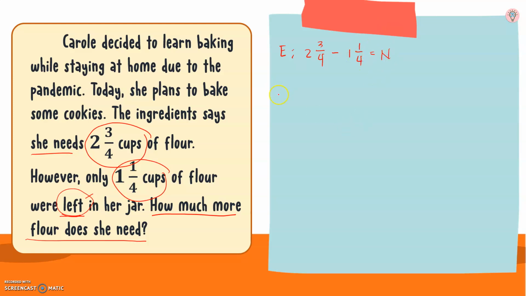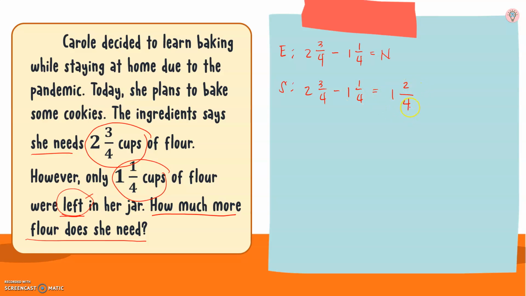So for our solution, since our fractions are similar, it will be easy for us to subtract. So let's start by subtracting the numerators. 3 minus 1, that will give us 2. Then copy the common denominator, which is 4. Now let's have 2 minus 1, that will give us 1.